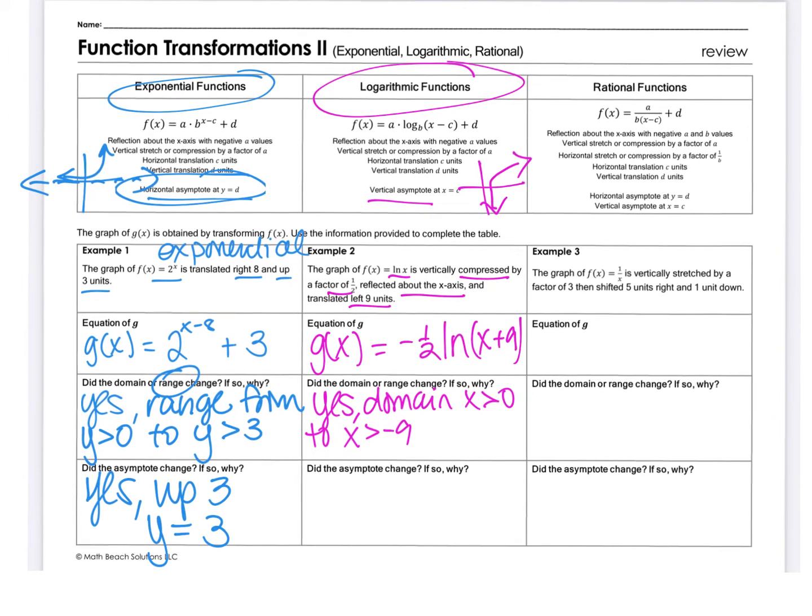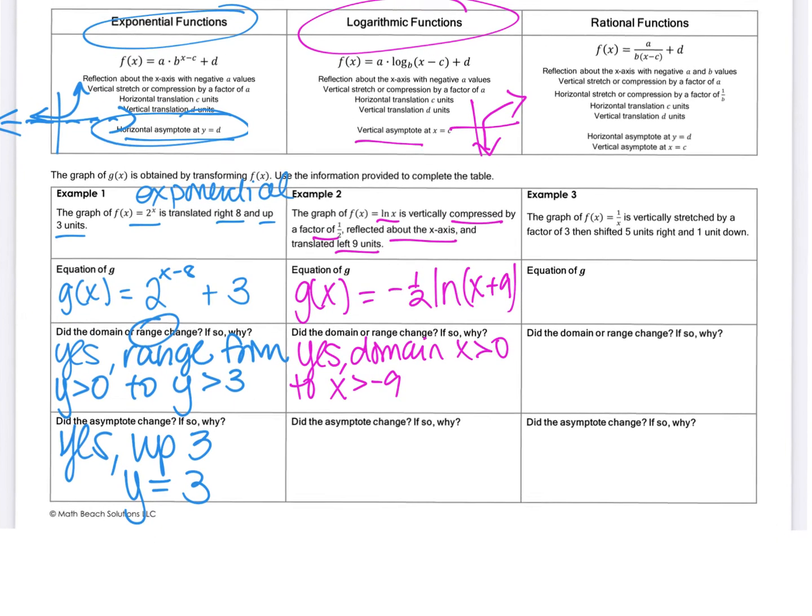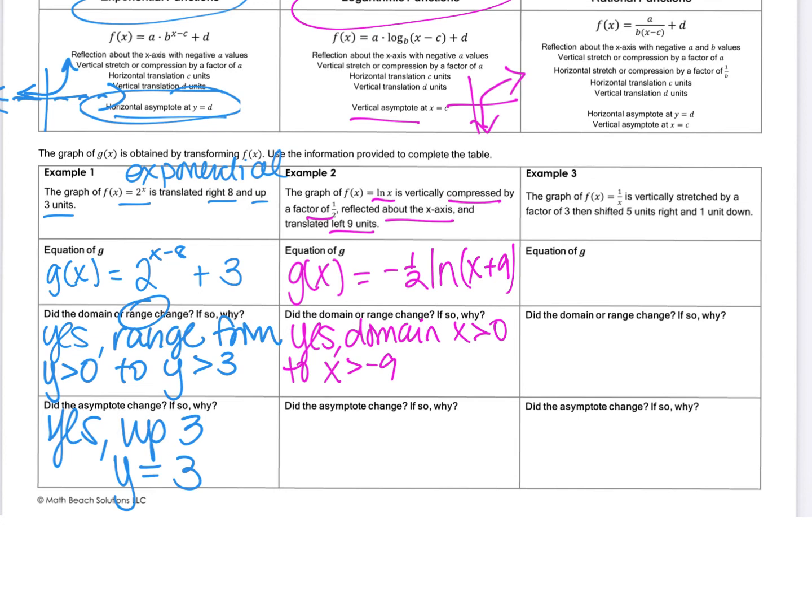So remember exponential, logarithmic, domain, and range. The domain of exponential is all real numbers, but the range of logarithmic is all real numbers. The vertical asymptote is normally at x equals 0. Since we shifted left 9, it did change that vertical asymptote. So now it's going to be at x equals -9.